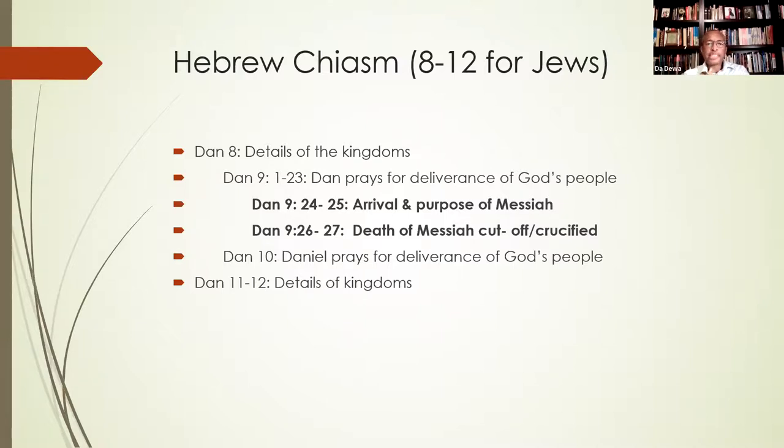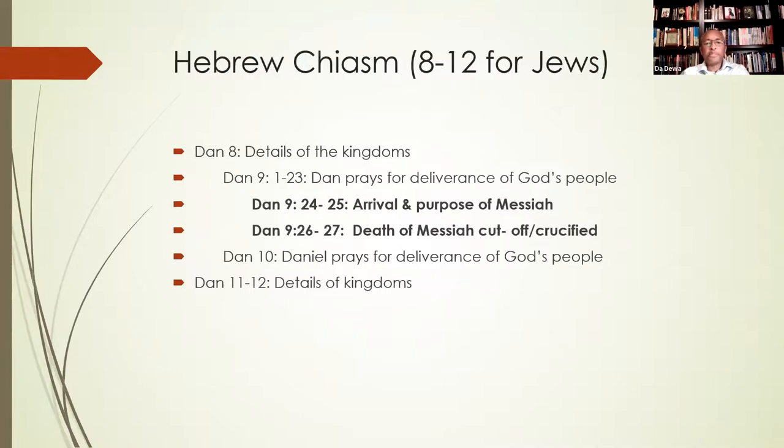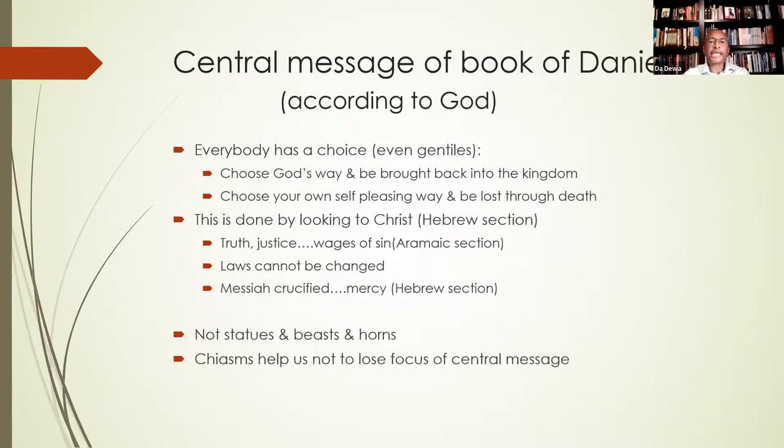So the emphasis here being that the most important thing for the Hebrews is that they should know that there is a deliverer who is coming, and that deliverer is the Messiah, Jesus Christ, that he is going to be crucified, that he will die for them. So that was the main focus for the Jews in what the chiasms were telling them. So let's put it all together.